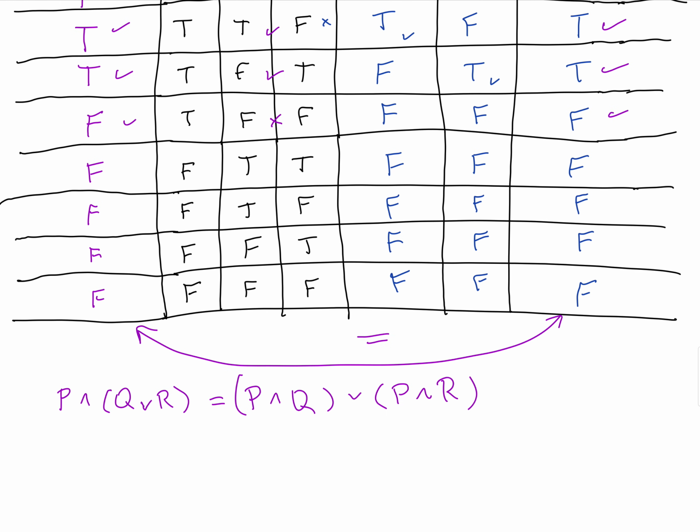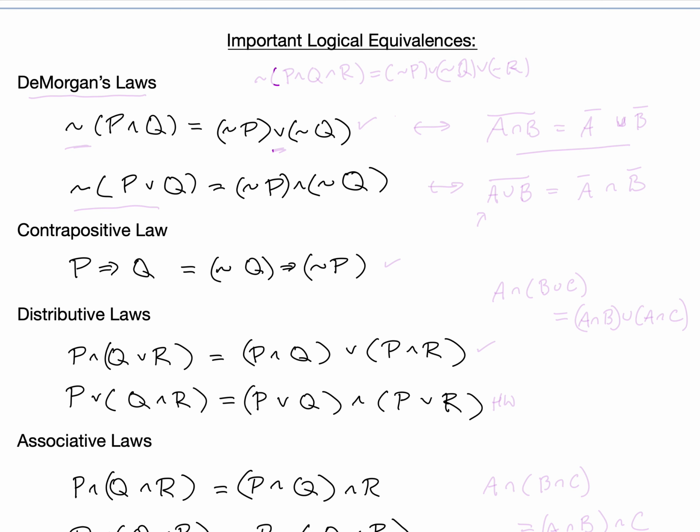Some logical equivalences are especially important in logic and in doing proofs. So here are some of those important logical equivalences. The first set is De Morgan's laws. So we actually already did this one above with truth tables. In fact, we did it with 3 variables instead of 2. So we showed that not (P and Q and R) is equivalent to not P or not Q or not R. So we've done this already for 3 variables, but it works for any number of variables.